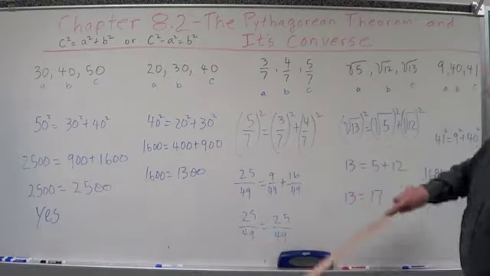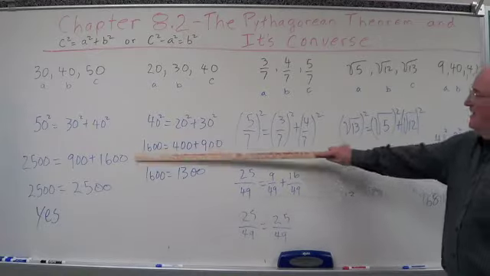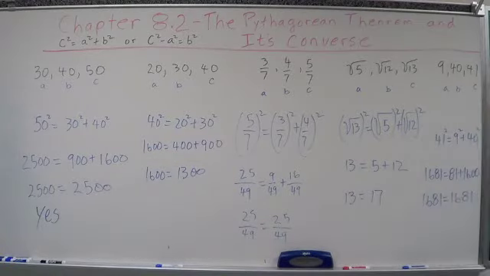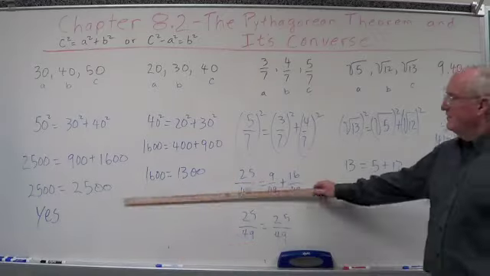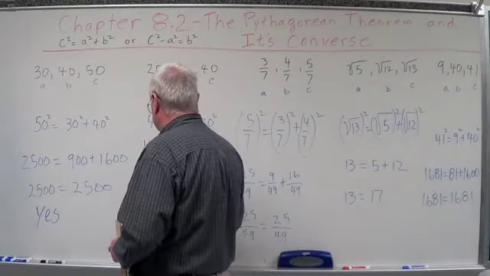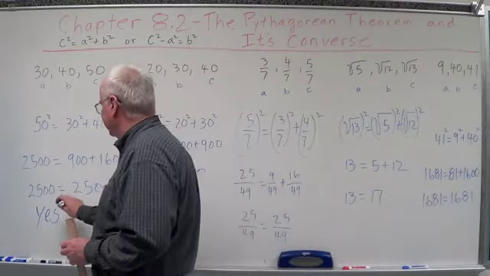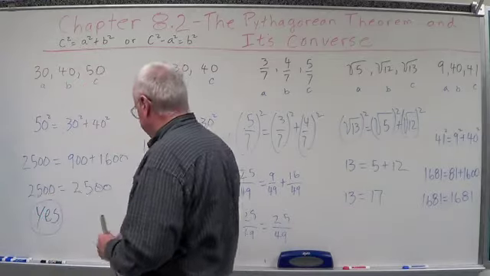Now let's try these. Okay? Which one's c? Which one's your hypotenuse? It's the biggest. Oh, it's 40. So 40 squared equals 20 squared plus 30 squared. Let's do it. 1600 equals 400 plus 900. 1600 equals 1300? I don't think so. No. Okay, this one says yes.